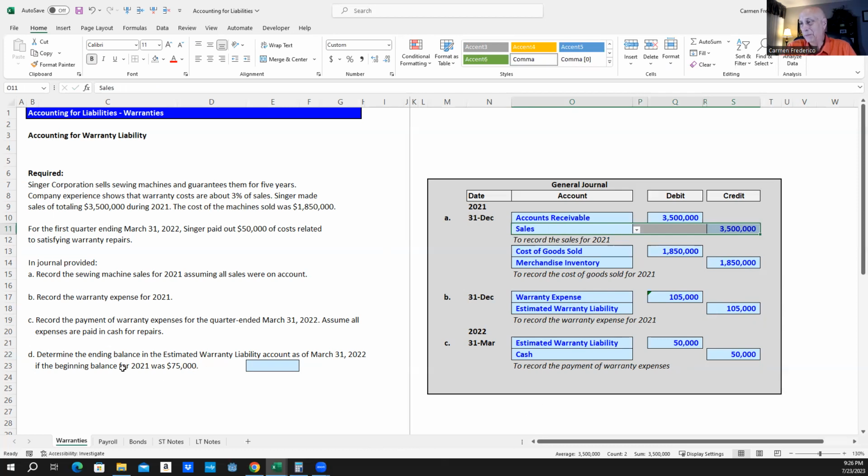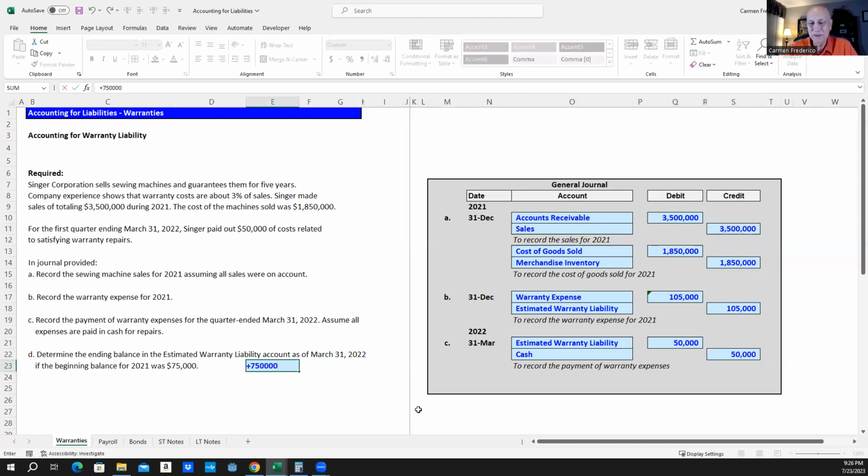Okay, so what was the ending warranty liability account balance at the end of March 31st, 2022, if the beginning balance was $75,000? It's just some fun with numbers here. So if we had $75,000 before we made our $105,000 entry, we added the $105,000 to the bucket. I call it a bucket, right? So once we put the money in there, and then we used up $50,000 at the end of March, we should have sitting in our general ledger in our estimated warranty liability account $130,000.